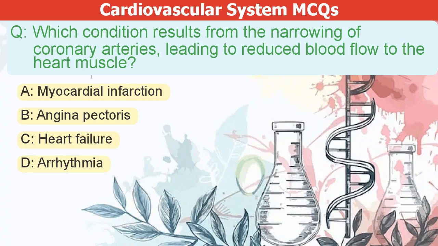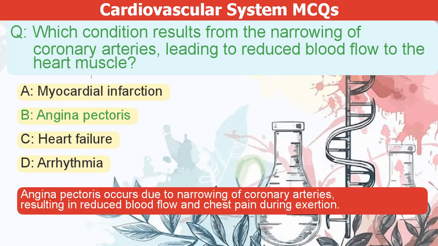Which condition results from the narrowing of coronary arteries, leading to reduced blood flow to the heart muscle? A. Myocardial infarction. B. Angina pectoris. C. Heart failure. D. Arrhythmia. The correct answer is B. Angina pectoris occurs due to narrowing of coronary arteries, resulting in reduced blood flow and chest pain during exertion.